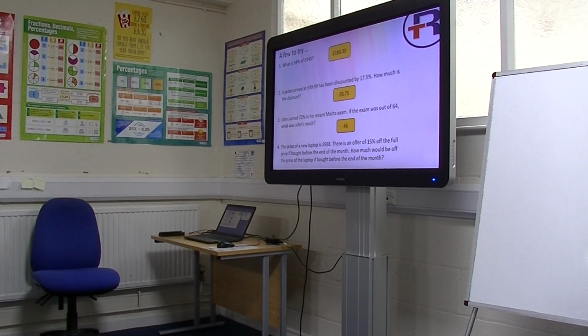Last but not least, the price of a new laptop is £988. There's an offer of 15% off the full price if bought before the end of the month. How much would be off the price of the laptop if bought before the end of the month? There's a lot of words in there, but there's only two numbers.